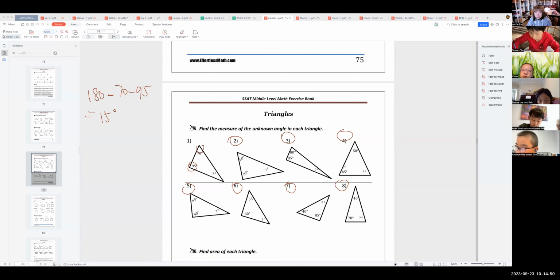Okay, good job. So let's take a look at this one. So the first one, Violet, can you tell me what is the angle for this one? 35. Let me check. Good job. Okay, Taylor, can you tell me what is the angle for this one?